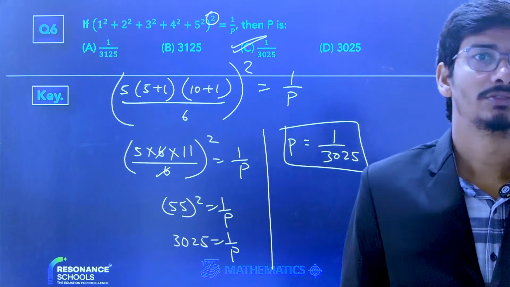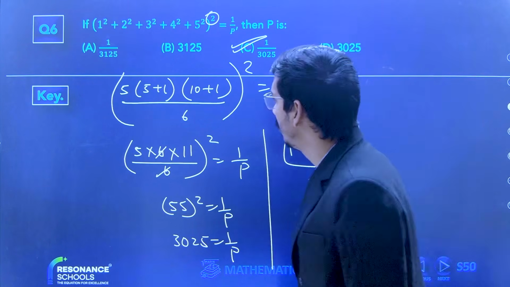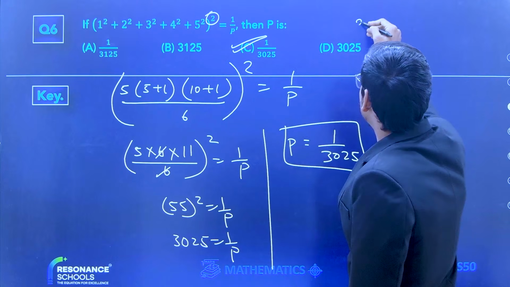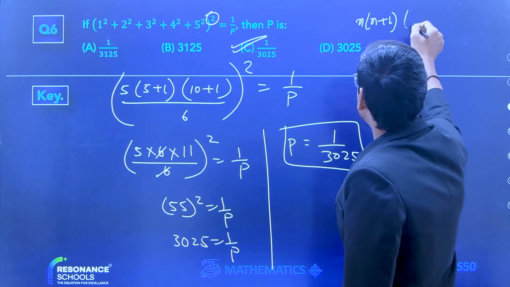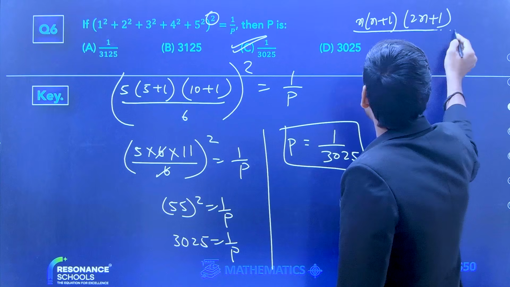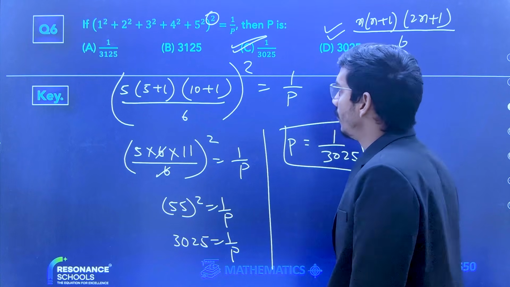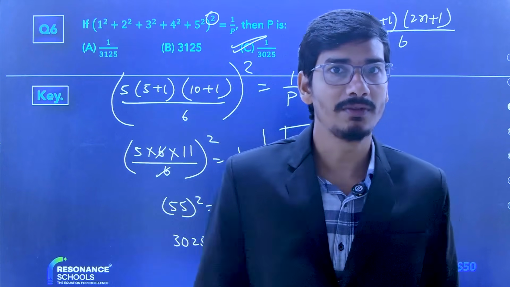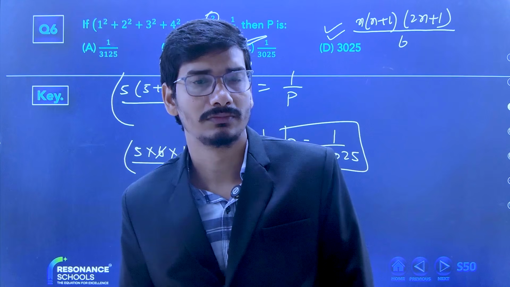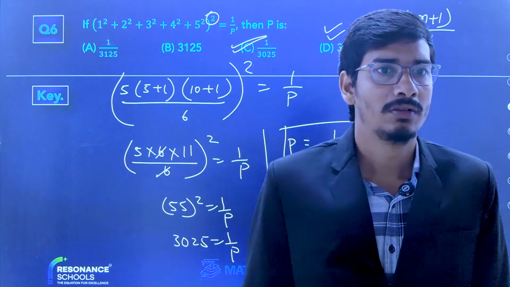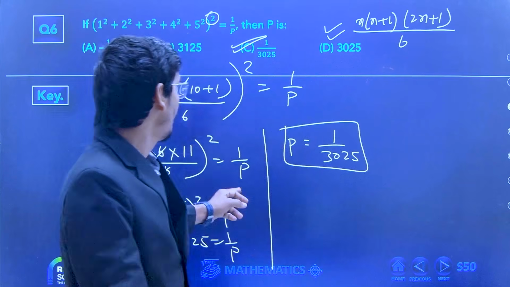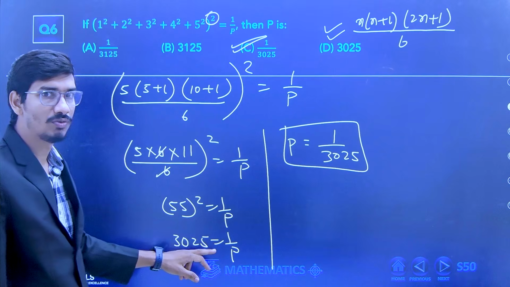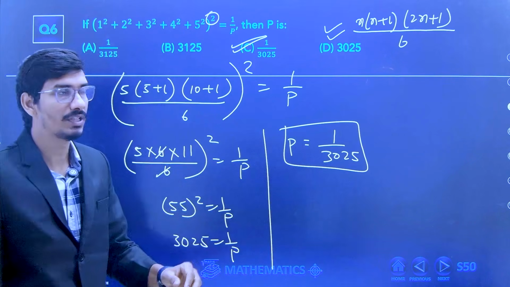In the same way, beta, I'm just applying the formula. Which formula, beta? The sum of squares of n natural numbers, the formula n into (n plus 1) into (2n plus 1) divided by 6. This is the formula I'm applying here. So n equals 5. If I put n equals 5, you'll get the value. Beta, 1 upon p equals 3025. So p equals what? 1 upon 3025.